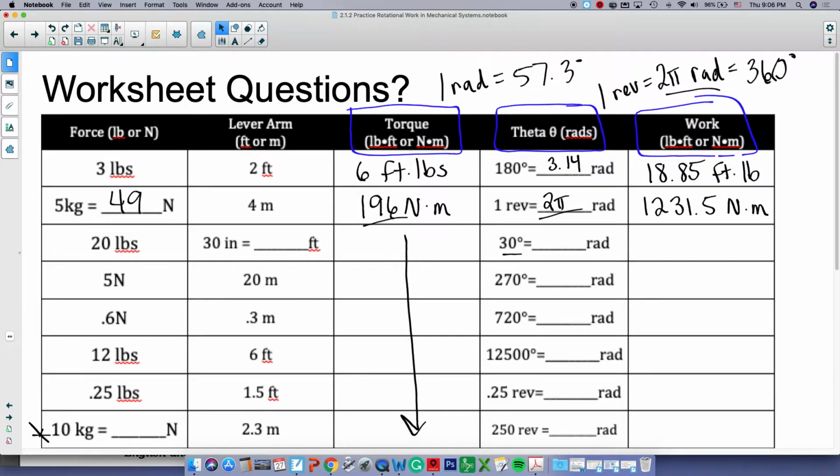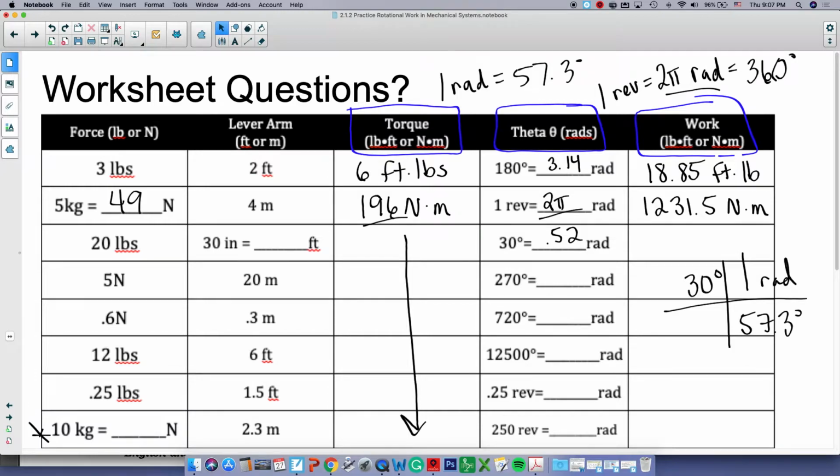So let's convert the next one here. So 30 degrees, just like I did before. 30 degrees, set up tracks, 57.3 degrees, that's 1 radian. So it's just going to be 30 divided by 57.3, and you get 0.52.